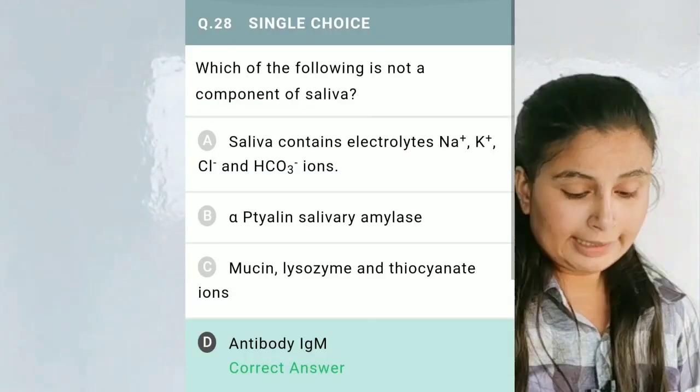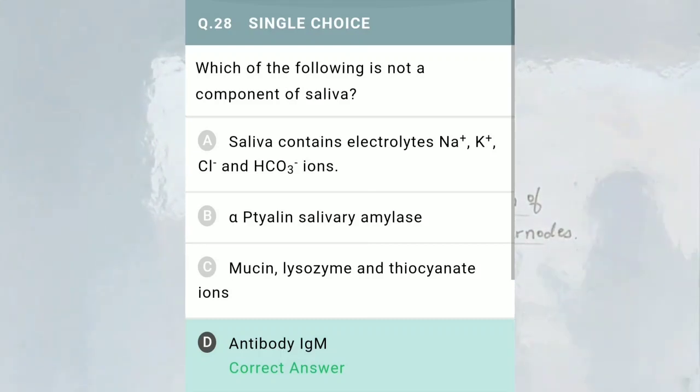Now move to question number 28. Question number 28 says, which of the following is not a component of saliva? So the correct answer of this question is option number D, that is antibody IgM, because antibody IgM is not present in saliva. Now if we talk about saliva, the saliva is a watery substance located in the mouth which is secreted by salivary glands. So in saliva 99.5% is water, while the remaining 0.5% consists of electrolytes Na positive, K positive, Cl negative and HCO3 negative, and so on ions.